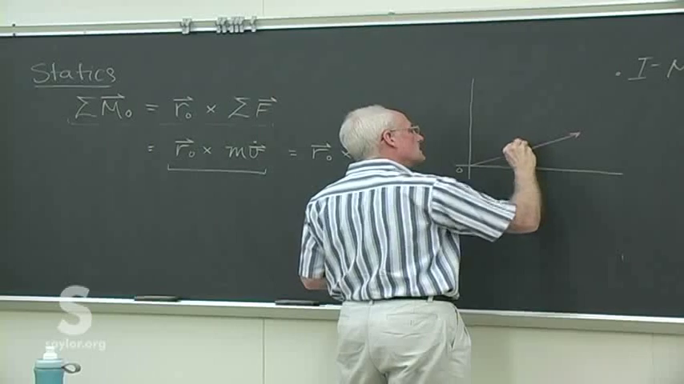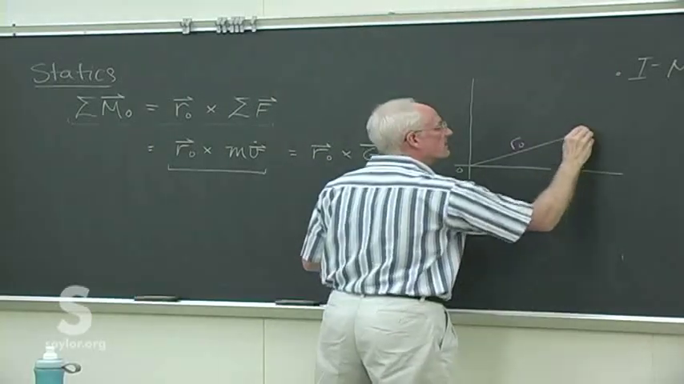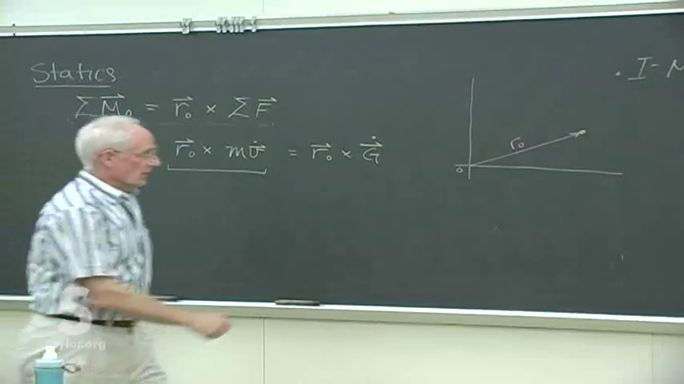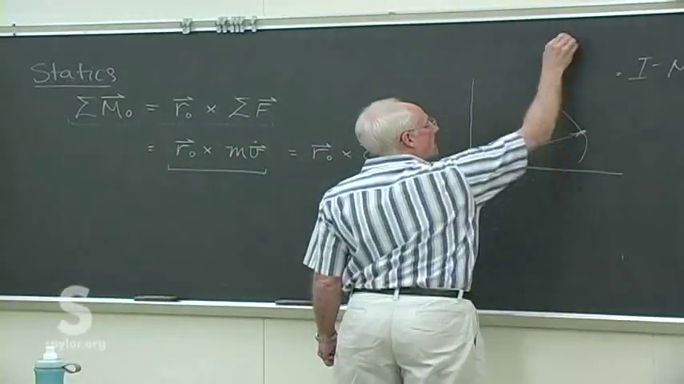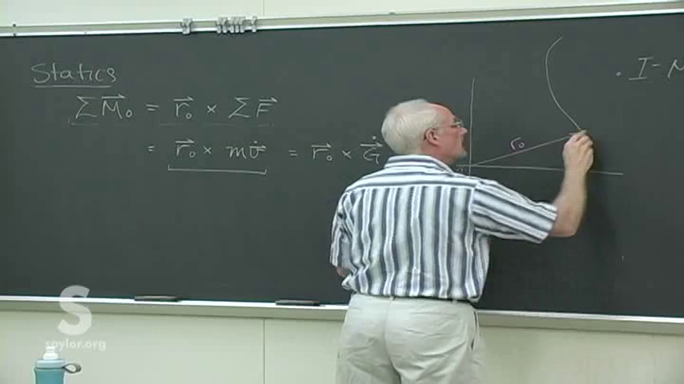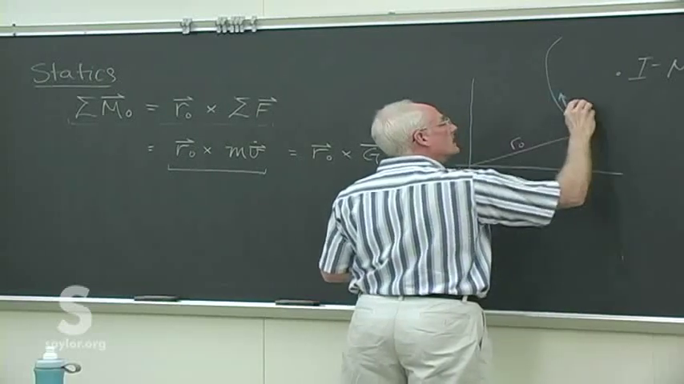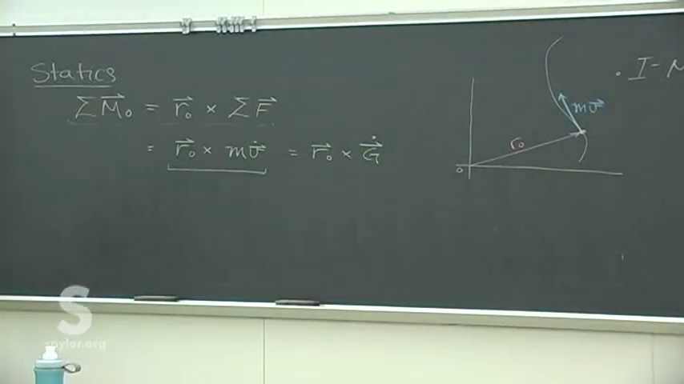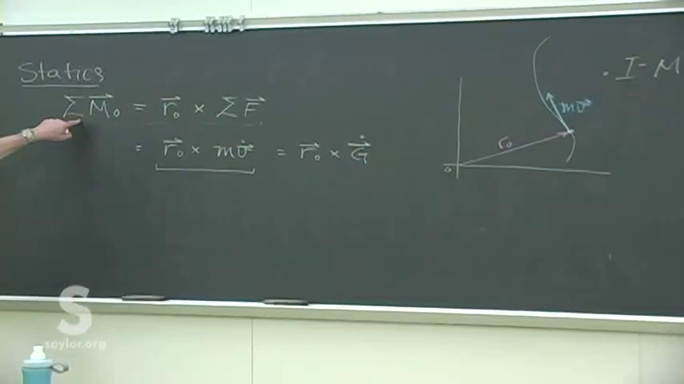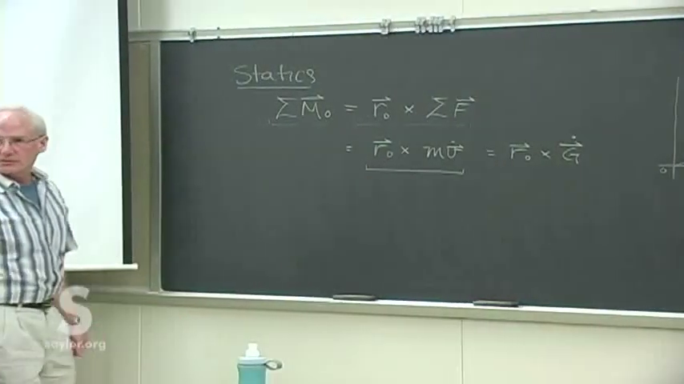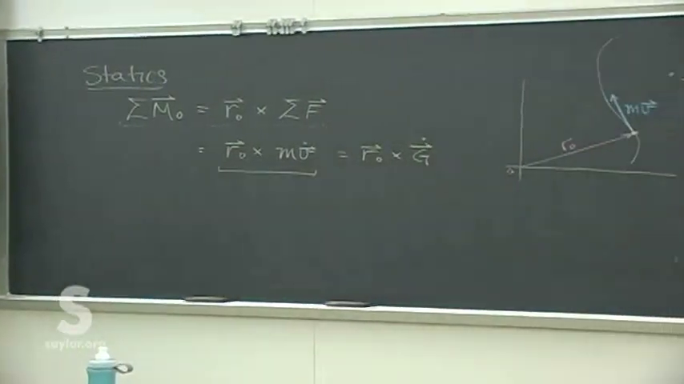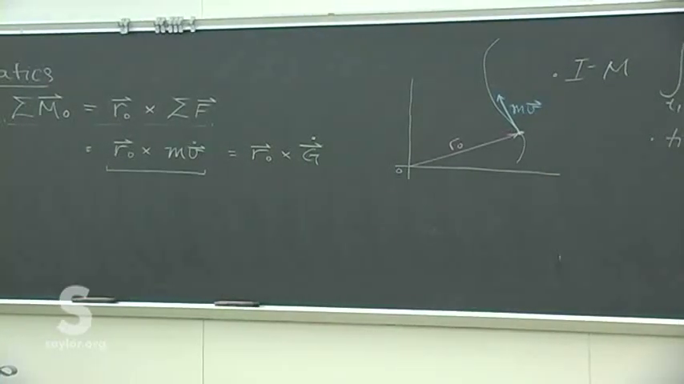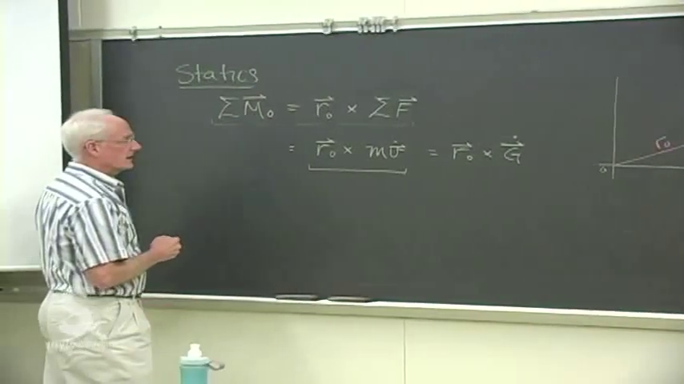So it might look something like this. If we have some object of mass m moving along some path, then at any point there, it's got a momentum, and the sum of the moments about that point are going to be equal to r cross ma as we go about that point. So that's the kind of thing we're looking at, even if we're not necessarily going in a circular path of any kind.